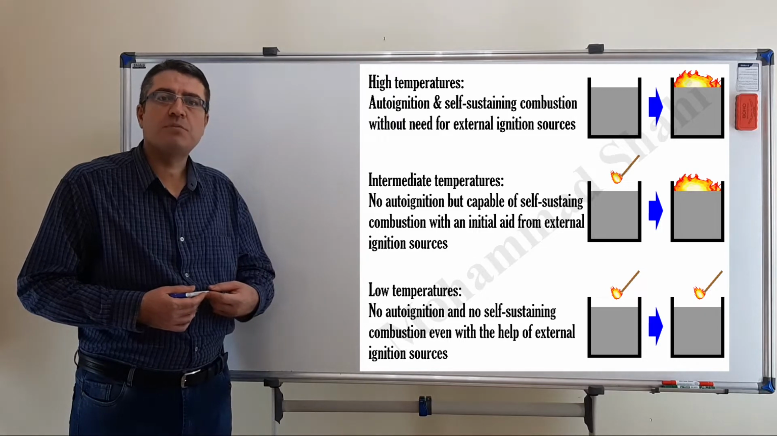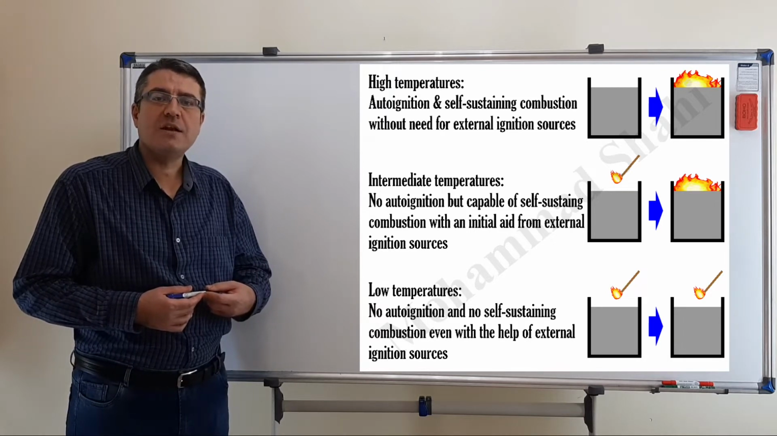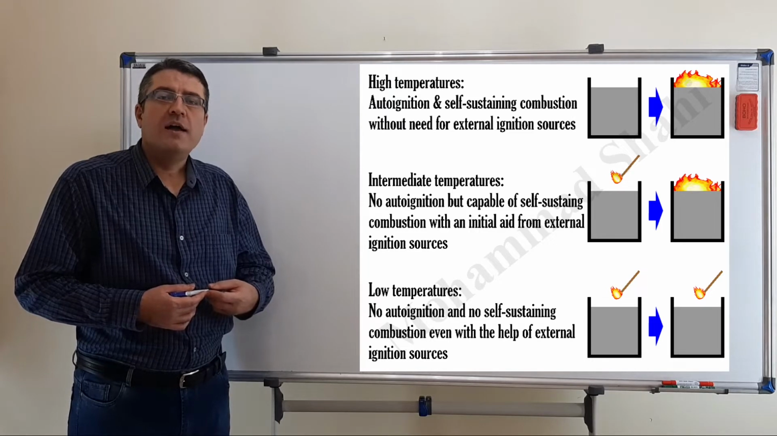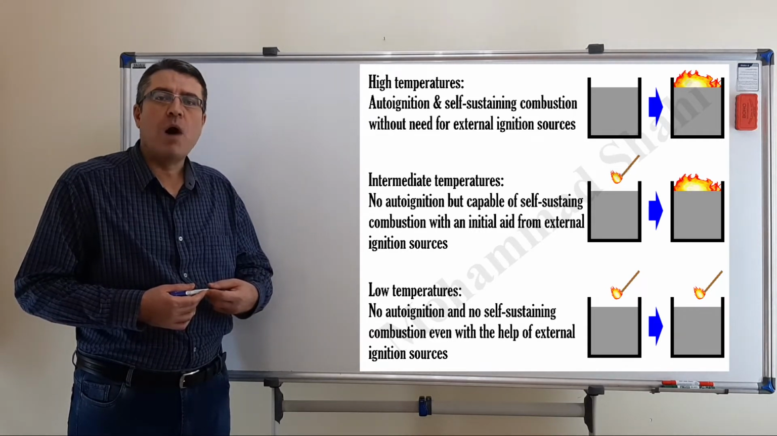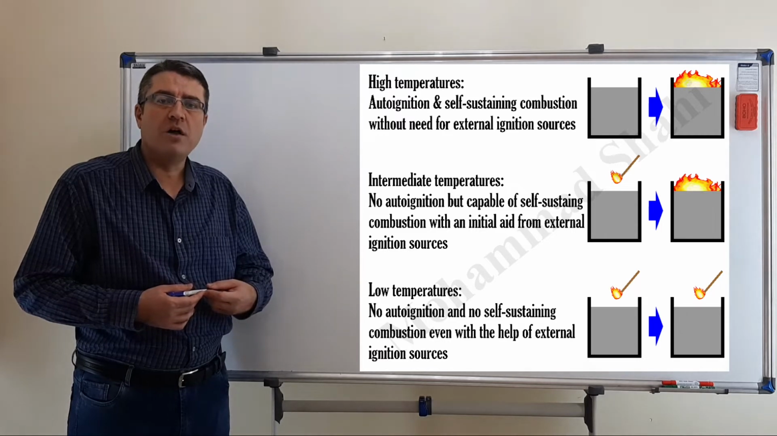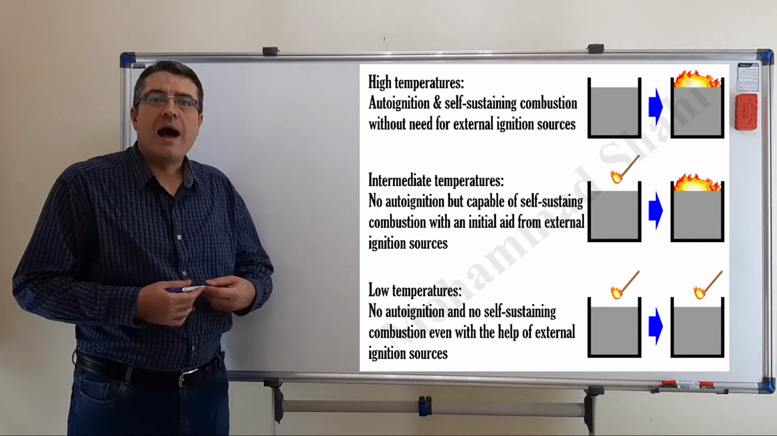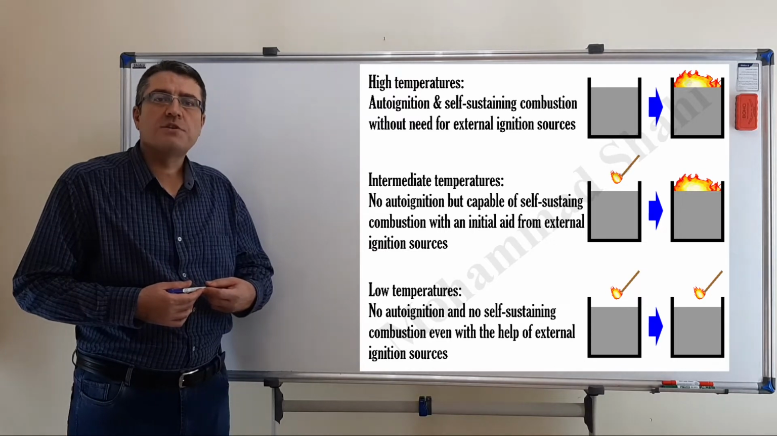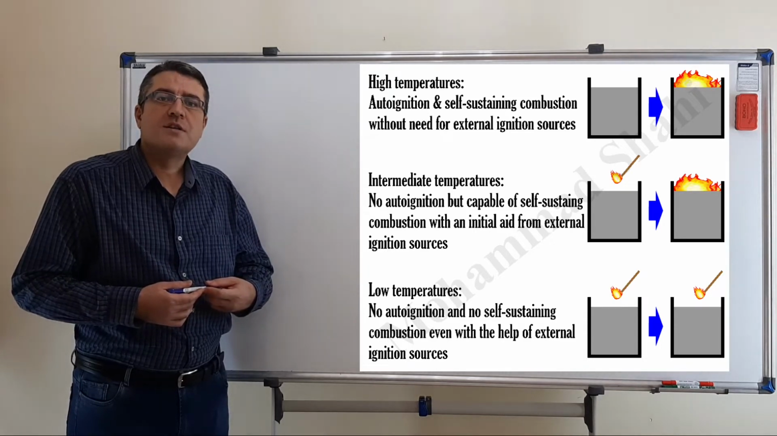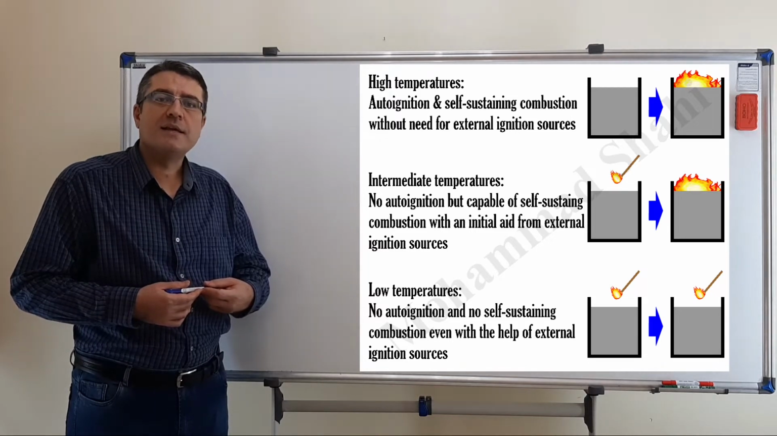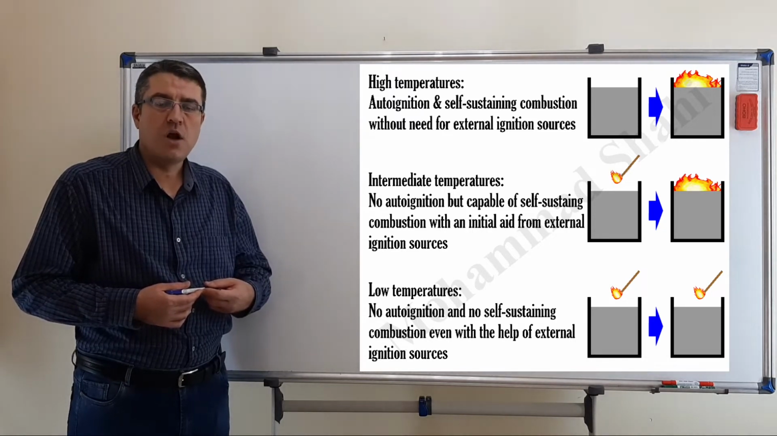At low temperatures, at temperatures lower than flash or fire point, we cannot have self-sustaining combustion even with the help of external ignition sources, as temperature is so low and reacting particles or molecules are so cold with so low amount of kinetic energy that any additional energy from an external ignition source or any possible limited brief combustion would just dissipate by warming up surrounding particles and increasing their kinetic energies, but not to that amount required to overcome activation energy and start combustion.